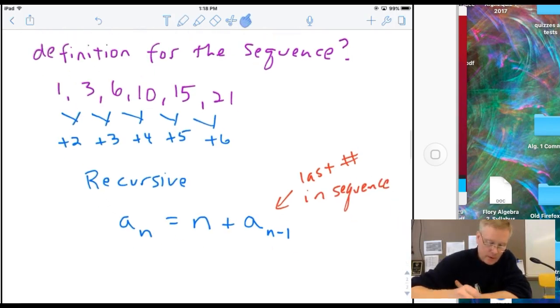Okay. Now n, because this is the first number in the sequence, this is the second number, this is the third number. You can see where we keep adding that n over and over again to get the next number.